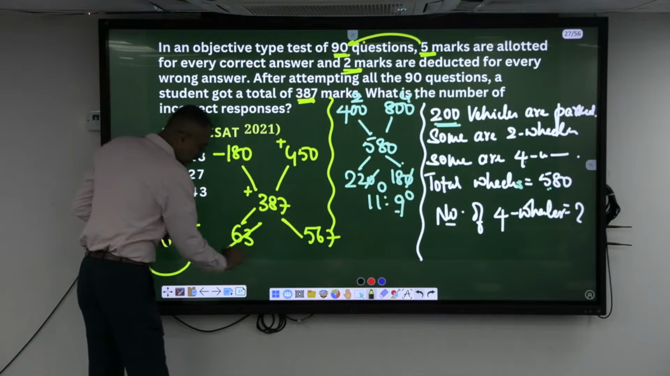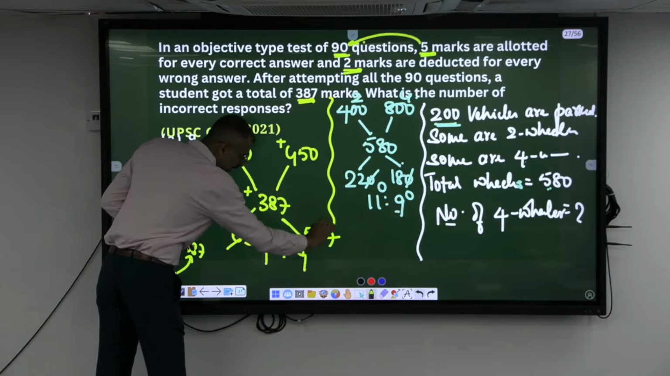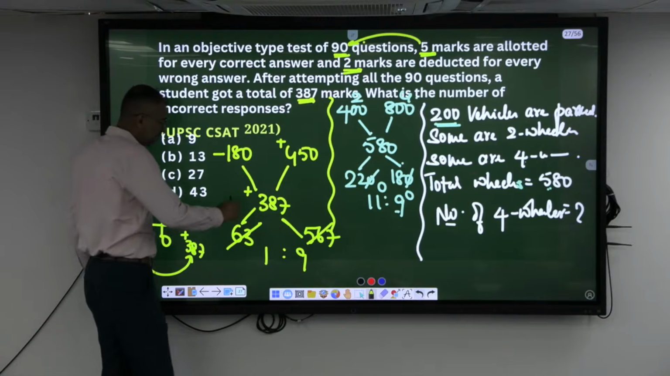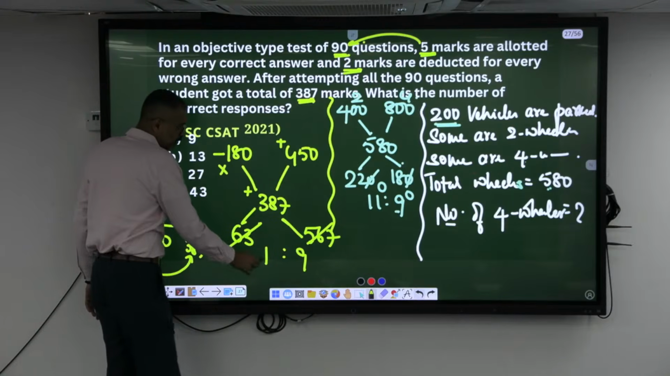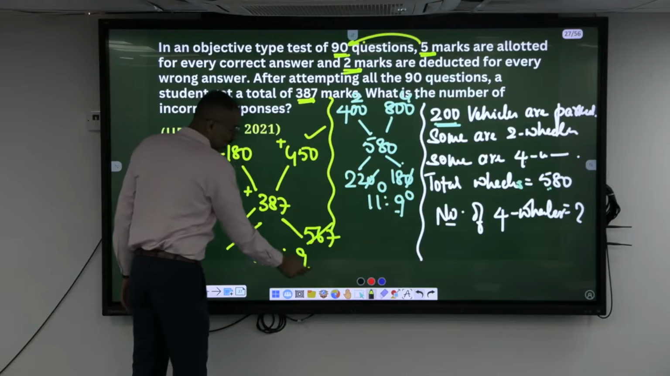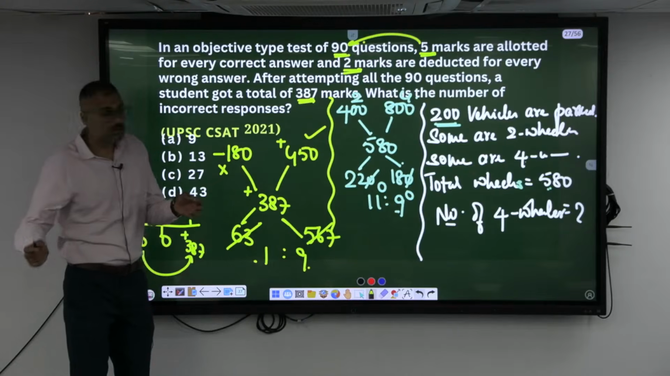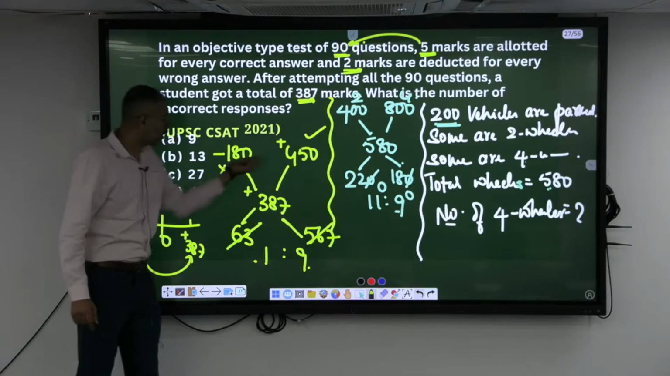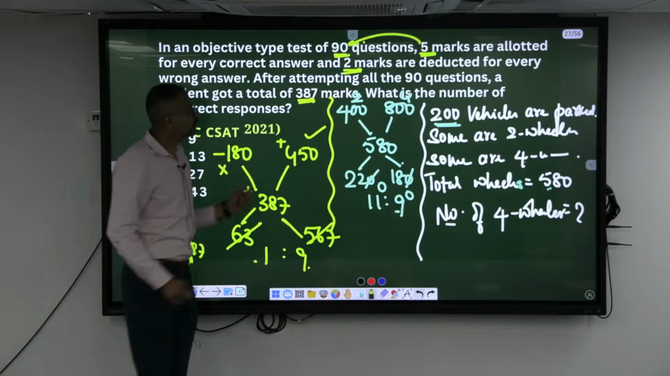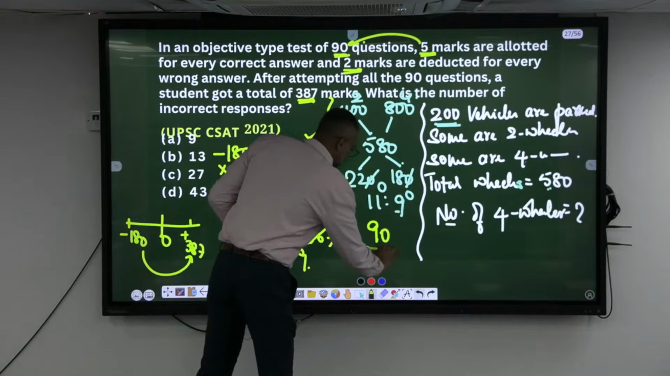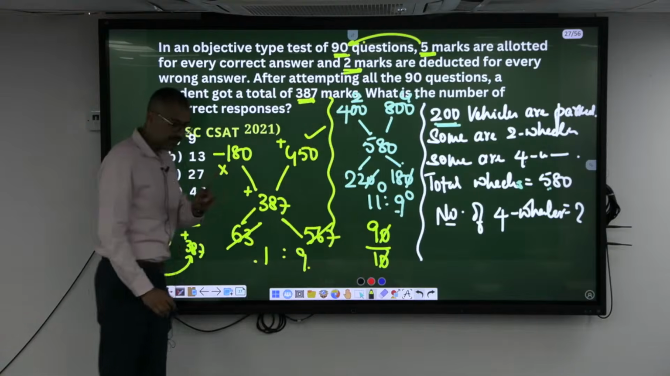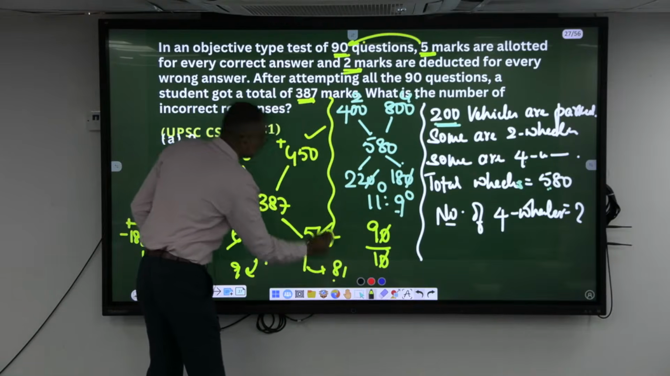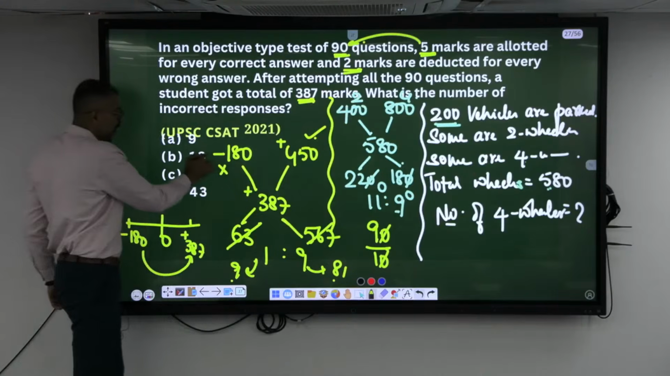this is the ratio, 1:9 times. Okay, 63 into 9, meaning he has done how many wrong answers? 1. How many right answers? 9. How many questions are there? Total number of questions are 90. He has done in the ratio 1:9 wrong to right answers here. Okay, if I divide 90 questions into 10 parts, one part will be how many? 9. If one part is 9 here, this one will be 81. So 81 correct answers. Wrong answers are how many? 9.